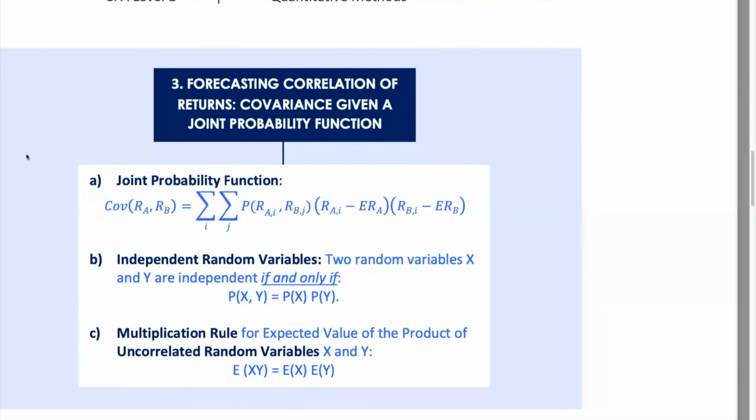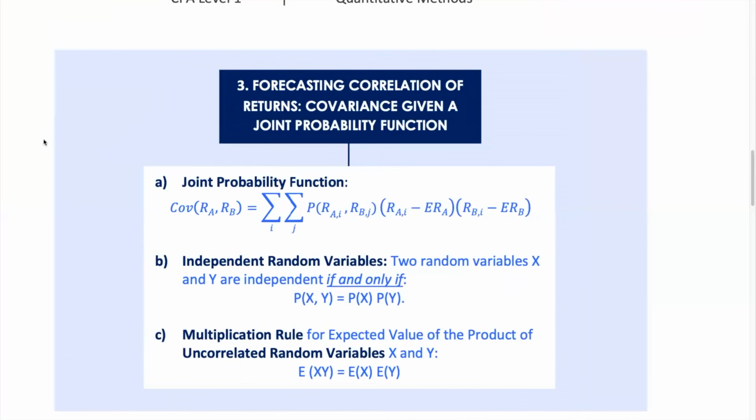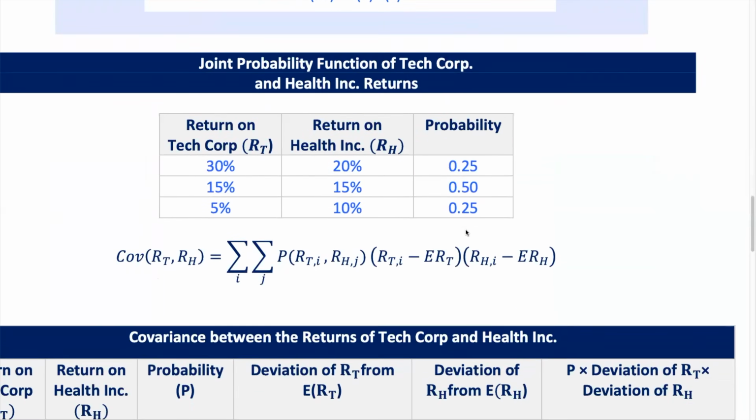Okay, now we're going to tackle a key concept in portfolio management: forecasting the correlation of returns using joint probability functions. This might sound a bit technical, but don't worry. We're going to break it down step by step. Understanding this will help you better manage your portfolio by understanding how different assets move in relation to each other. All right, let's start with the basics. A joint probability function helps us determine the likelihood of different outcomes for two assets occurring at the same time. This is crucial for forecasting how these assets might interact in a portfolio.